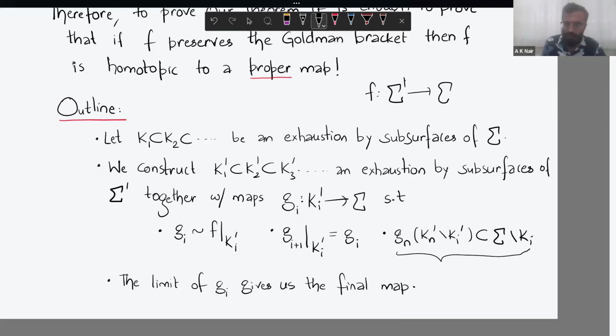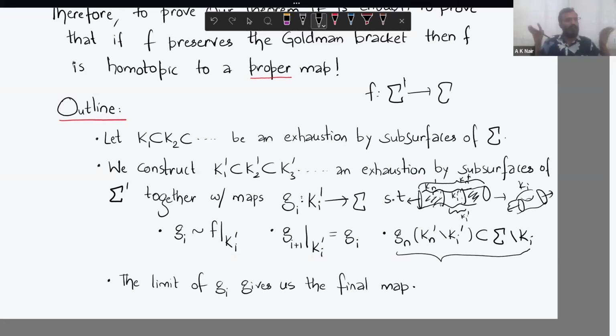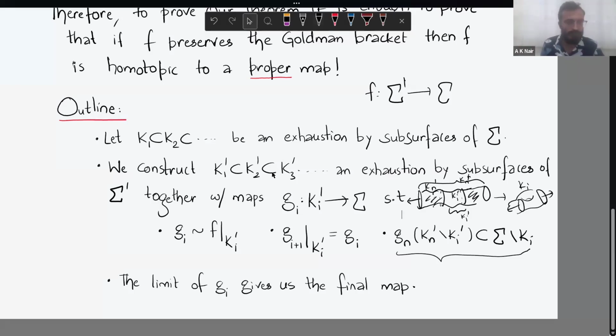Let me just draw it here. If you have K_i prime like this, and K_n prime like this, then this part is mapped to some part outside K_i. As the K_i's get bigger, these will also get bigger, and farther things are going to farther. That is what this final property says. The limit of this G_i will give us the final map. Is this clear? Okay, so this is the outline.